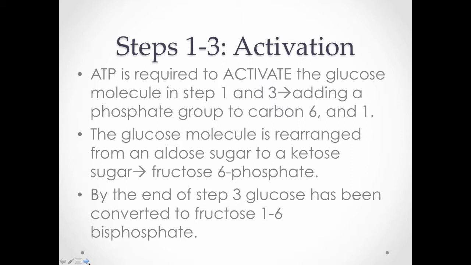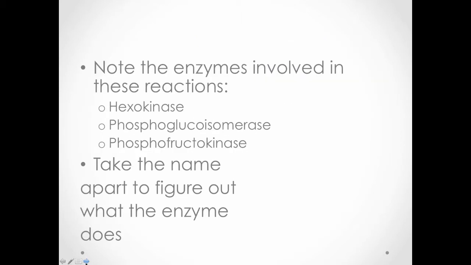And if you look at the structure of fructose 6-phosphate, it's a 5-carbon sugar. So it's got 2 carbons sticking out on either side of a central oxygen. What that means is that by the end of step 3, the glucose has been converted into fructose 1,6-bisphosphate. So it ends up having a phosphate group here and a phosphate group here. So it's quite simple to cleave that sugar in half, and you end up with 2 similar molecules by the end of step 3.